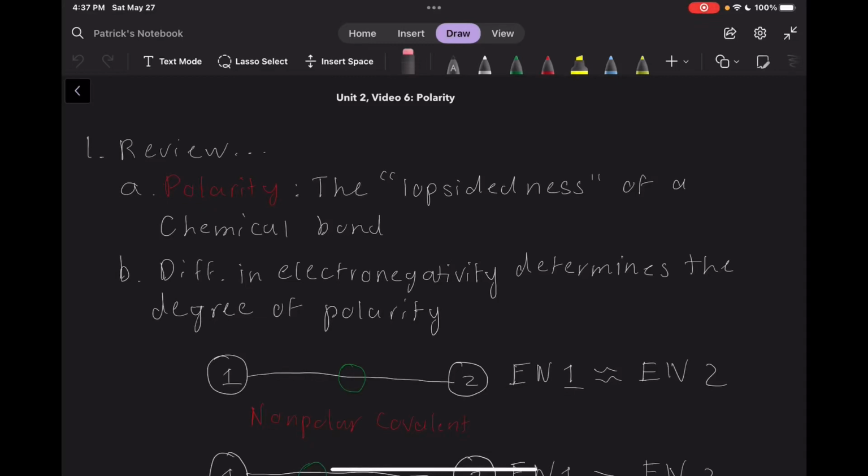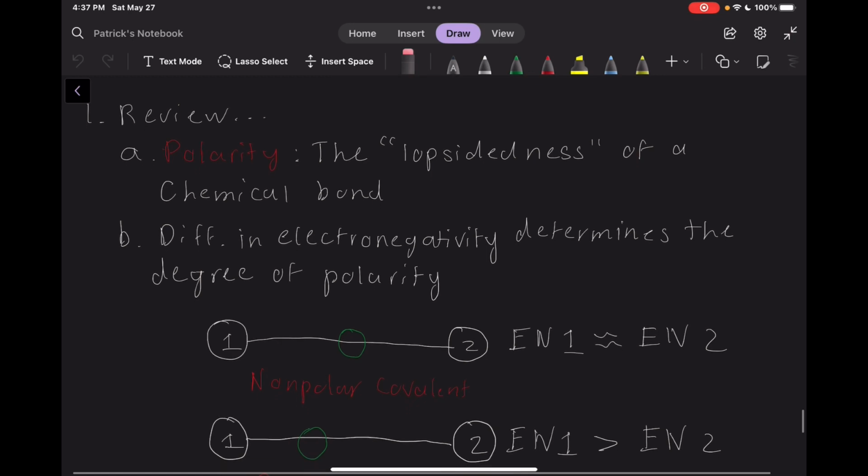In the previous video, we introduced VSEPR theory and how it helps us predict the exact shape and structure of atoms. Today, we're going to revisit the concept of polarity and learn how it relates to molecular geometry. As a quick review, we've already defined polarity as the degree of lopsidedness observed in a bond. The more lopsided a bond is, the more polar it is.